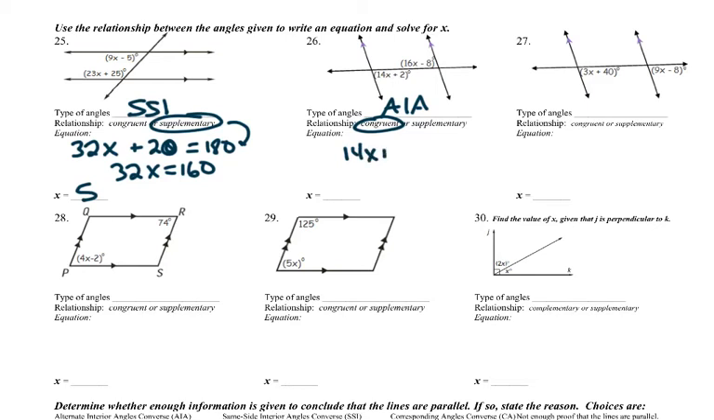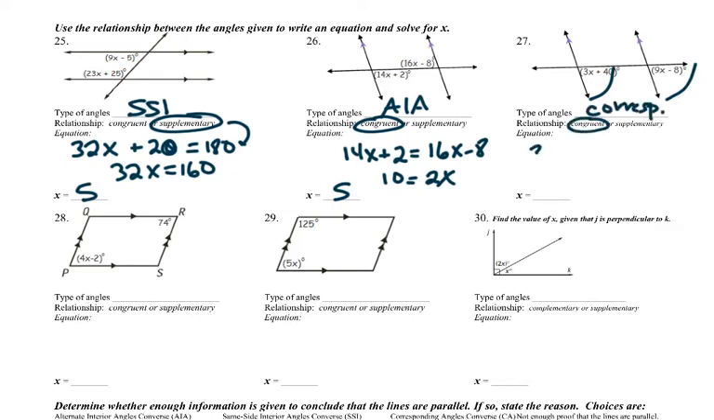Versus here, these are alternate interior angles, so these are equal. And if I move everything over, I get 2x equals 10, or x is 5. And these here are corresponding angles, which are congruent. So I'm going to say 3x plus 40 equals 9x minus 8, or 6x is 48, or x is 8.